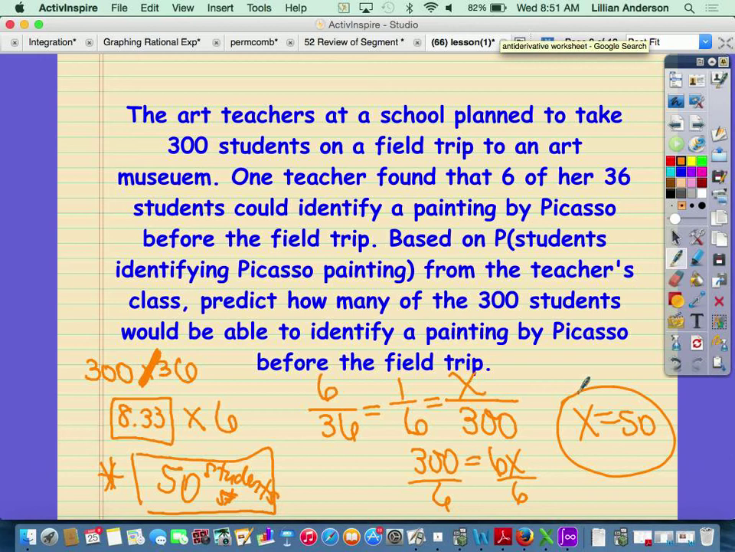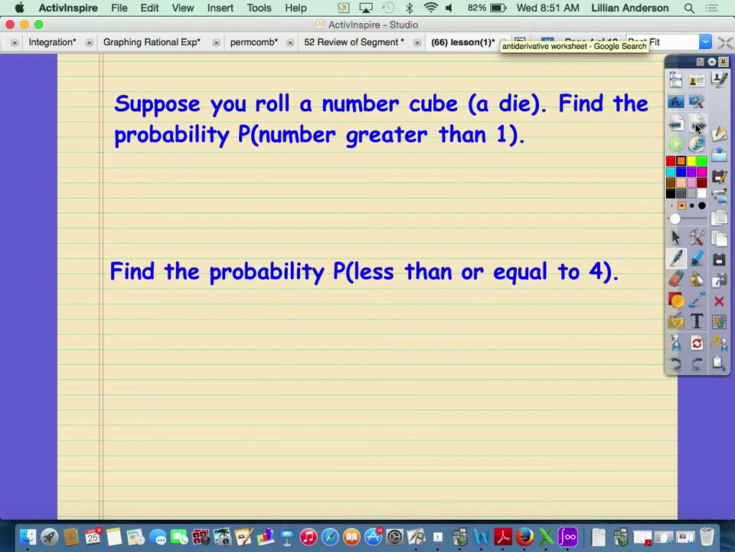This one here is using the probability and proportions together. However, here you had 300 students total. You only took a sample of 36, so dividing and then multiplying by 6 also works as well. Questions? Whenever it asks you for an actual number out of a big group and they had a sample, like here they had 6 out of 36, you can always set up a proportion to figure this out. Okay? The next one.